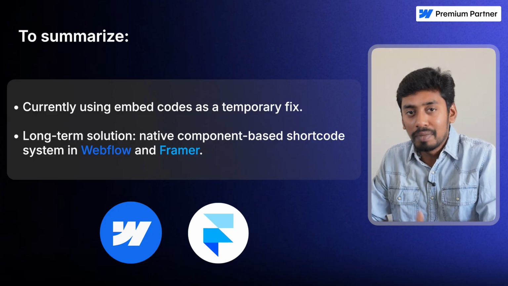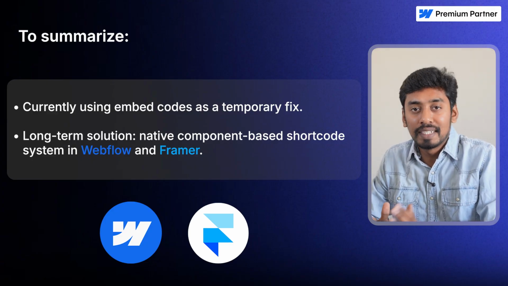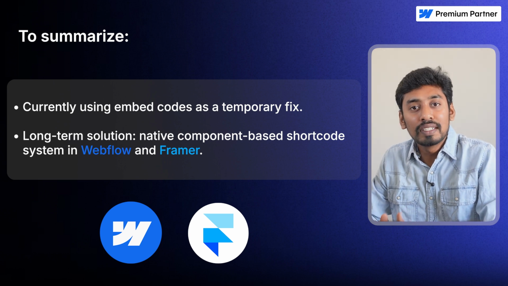So that's everything about the shortcode issue in WordPress migrations and how we can solve it. To summarize, right now we use embed code as a temporary fix. The best long-term solution is a native component-based shortcode system in Webflow and Framer.